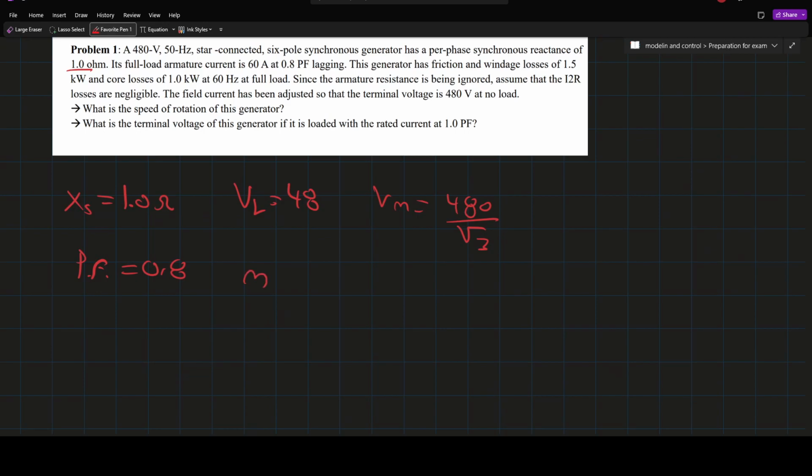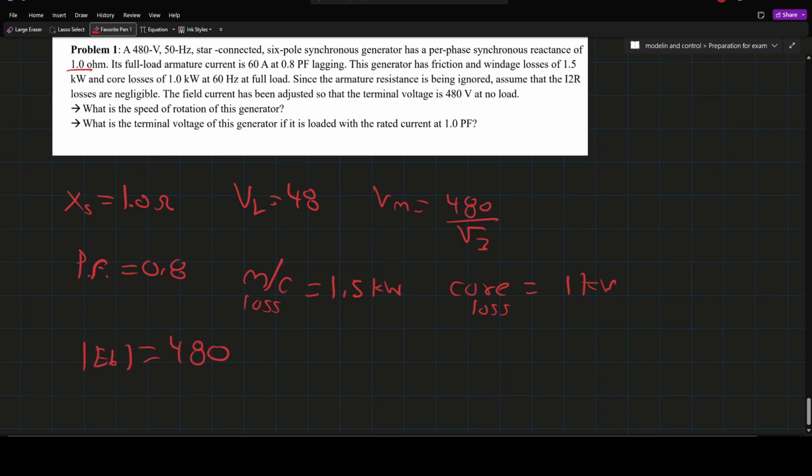It's telling us that our mechanical losses are 1.5 kilowatts. Our core losses are 1 kilowatt. Whereas it's telling us here that the magnitude of our EA is 480. Okay.